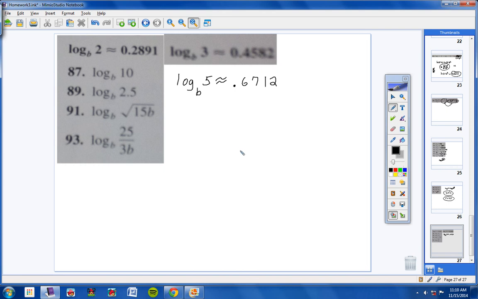Okay, students, on number 87 through 93, they want us to take this given value, this given value, and this given value, and solve these logarithms, okay?